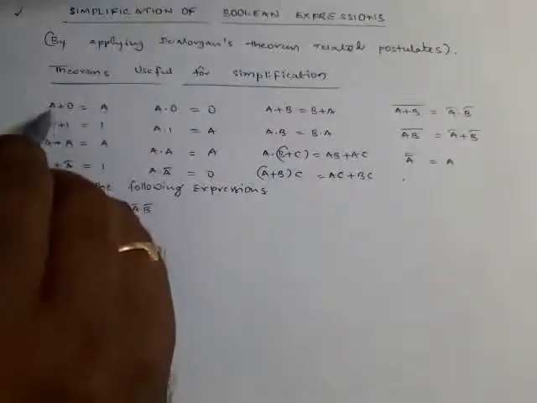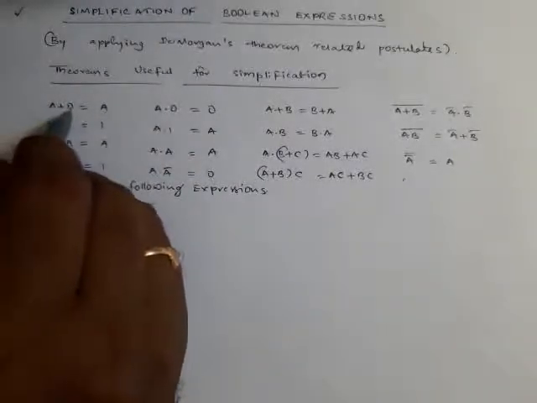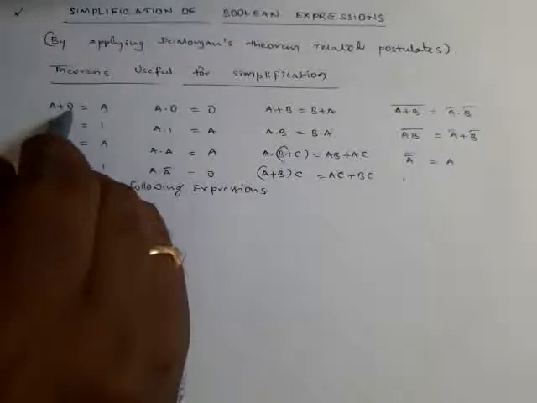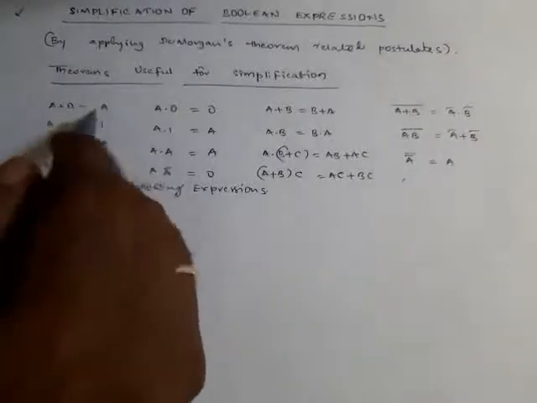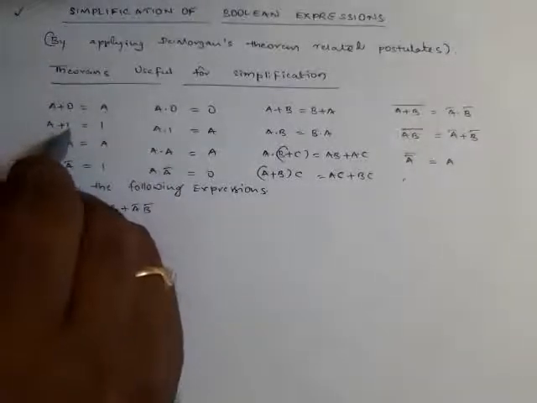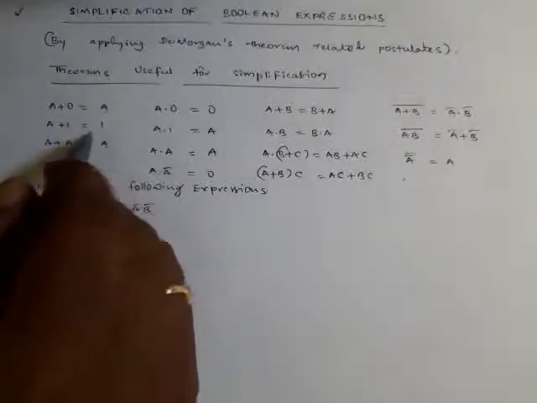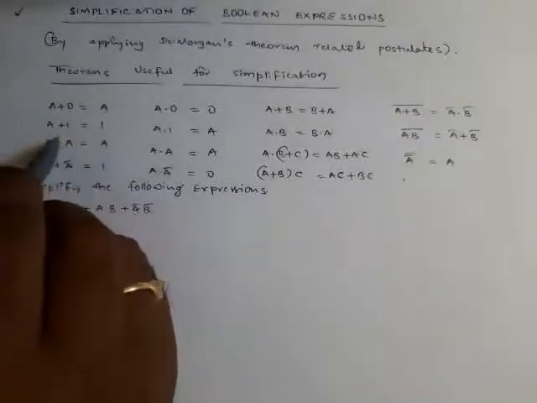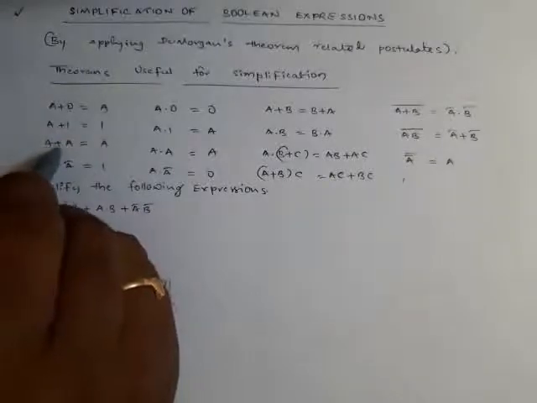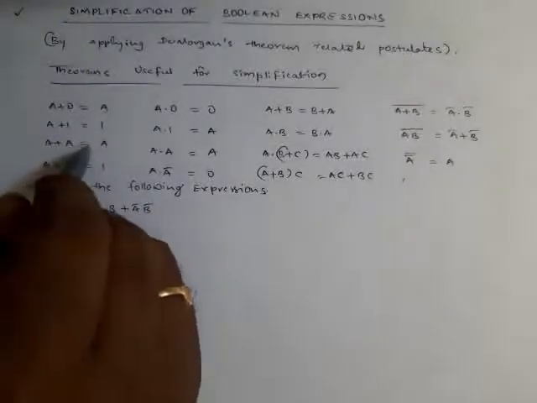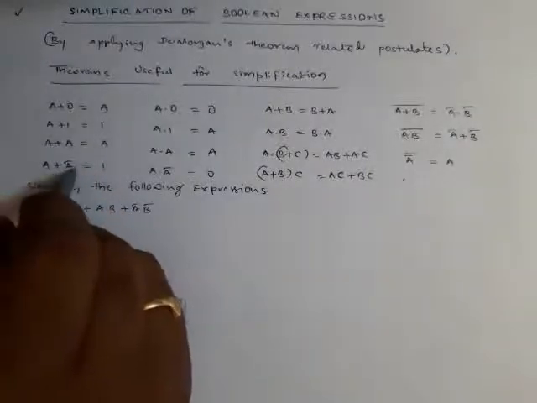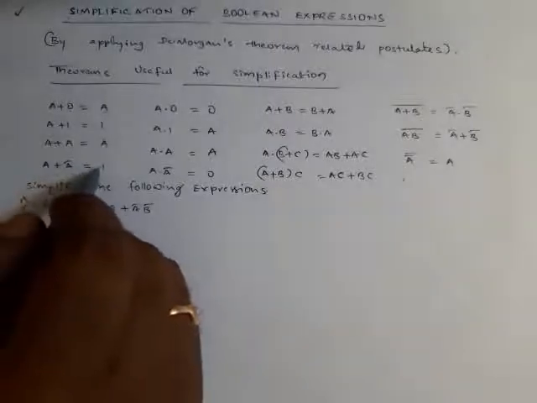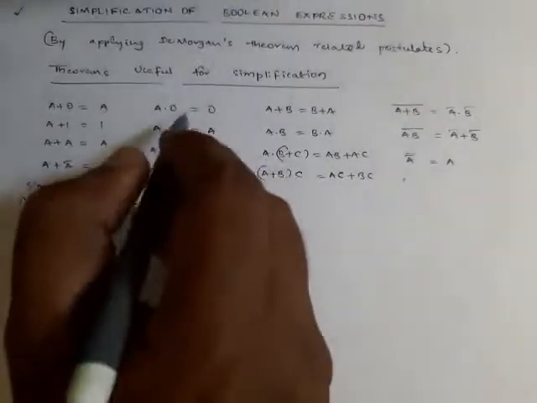So here when the variable a is ORed with 0, bit 0, logic low, then it will be same as the variable itself. And when a variable is ORed with 1, the result is 1 itself. That is a plus 1 equals 1. And when a variable is ORed with itself, that is a plus a, it is equal to a itself, the variable itself. When a variable is ORed with its complement, it results in 1, that is a plus a bar results in 1.